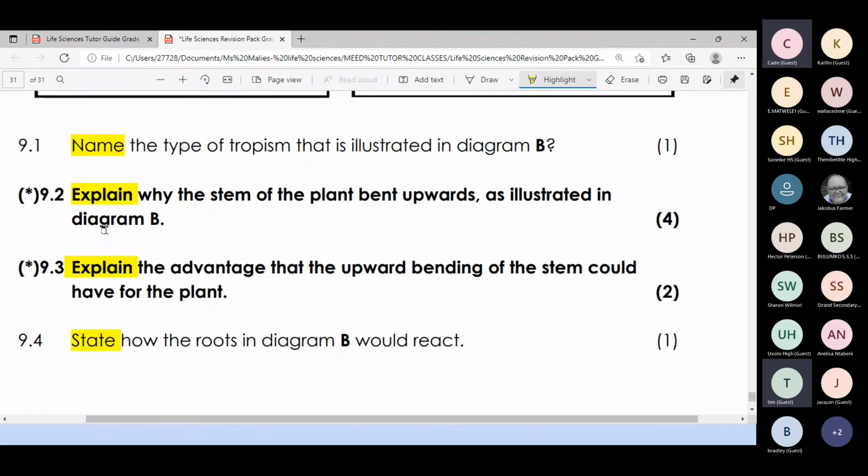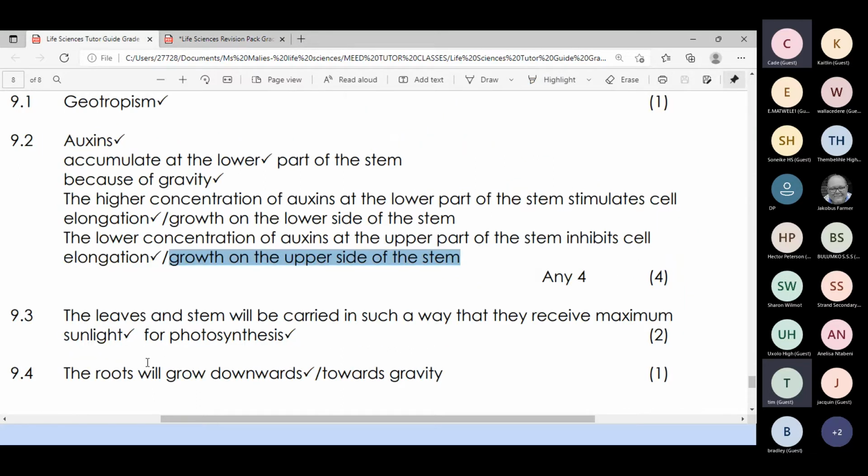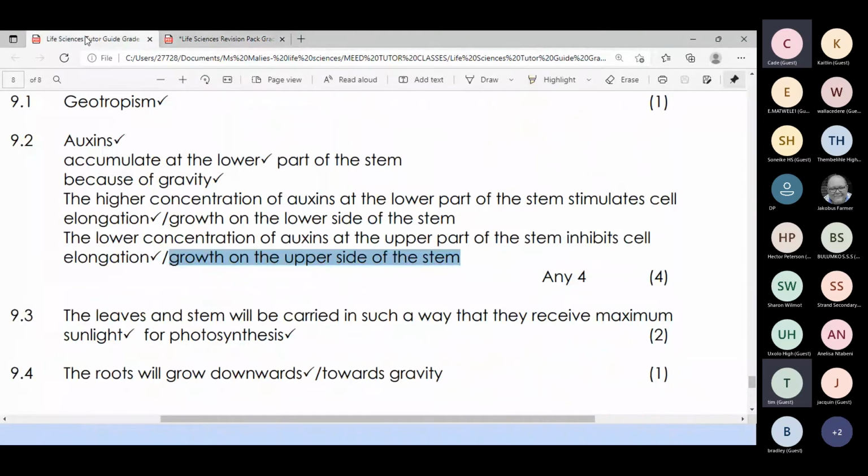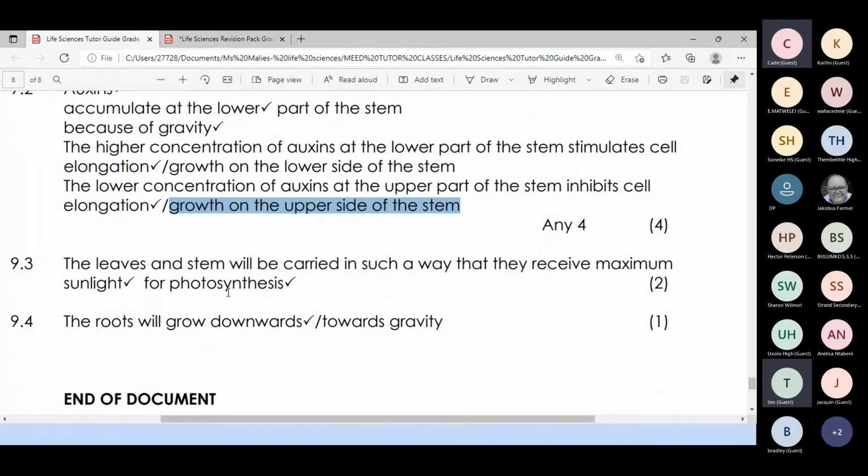9.3. Explain the advantage that the upward bending of the stem might have. Because the stems and the leaves are going upwards, they will be carried in such a way that they receive maximum sunlight for photosynthesis. And remember, the question is stating that it is uniform light. So if they move upwards towards the uniform light, they will have maximum sunlight for photosynthesis.